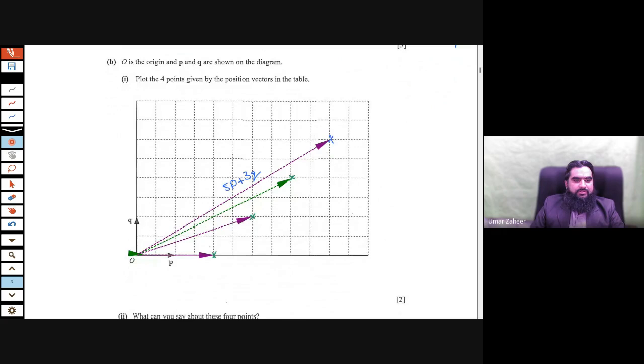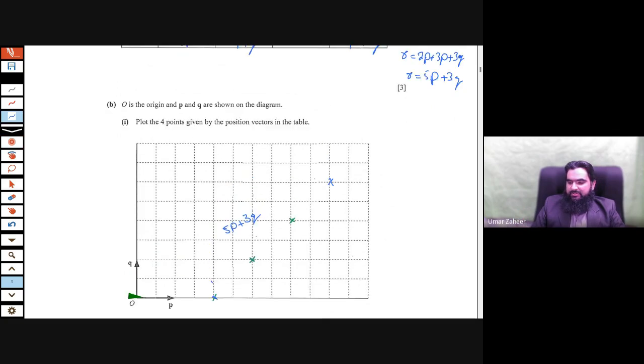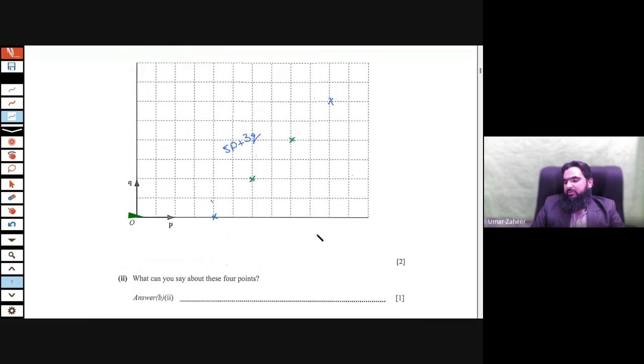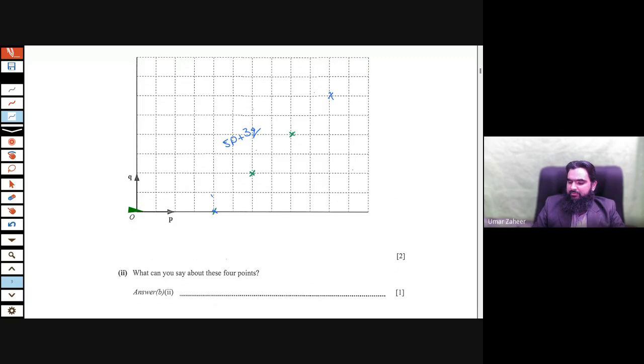Yes, sir, do you want any question? He says that you just have to plot the points. If you want to erase it, you can. Because the question was to just plot the points, so we have plotted. Now, what can you say about these 4 points? Is there any relation between these points?